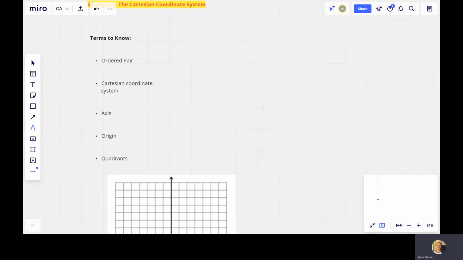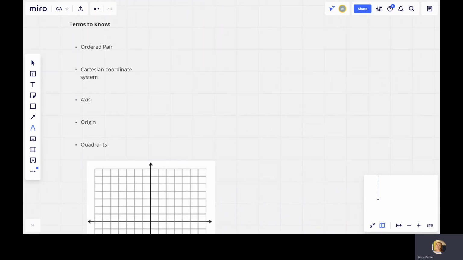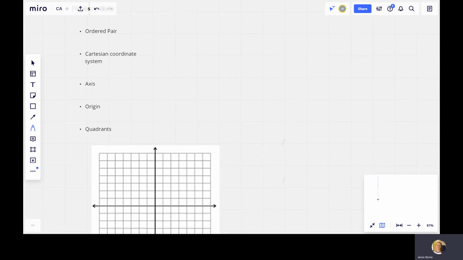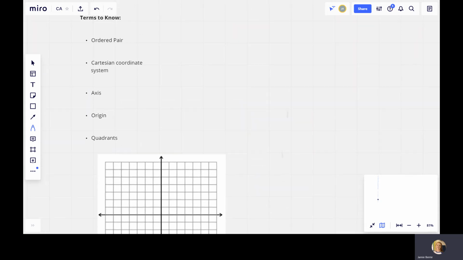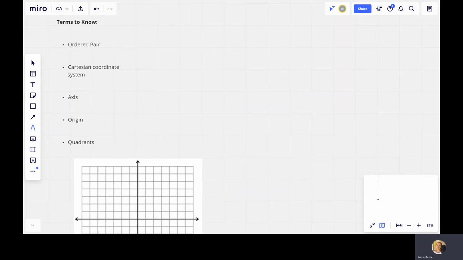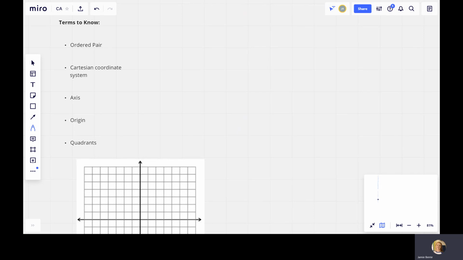All right, so we're going to start off with just some terms that you should know. And as I talk about these terms, I'm going to go down here to this graph and just draw on the graph to represent those terms. So we're going to start off with an ordered pair. So an ordered pair, say x, y.